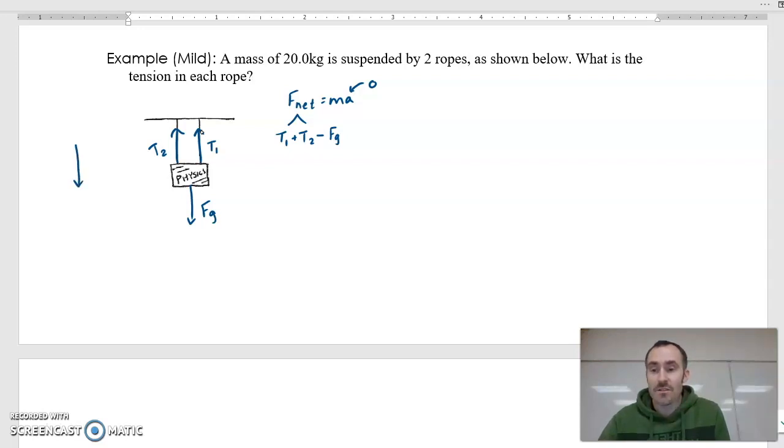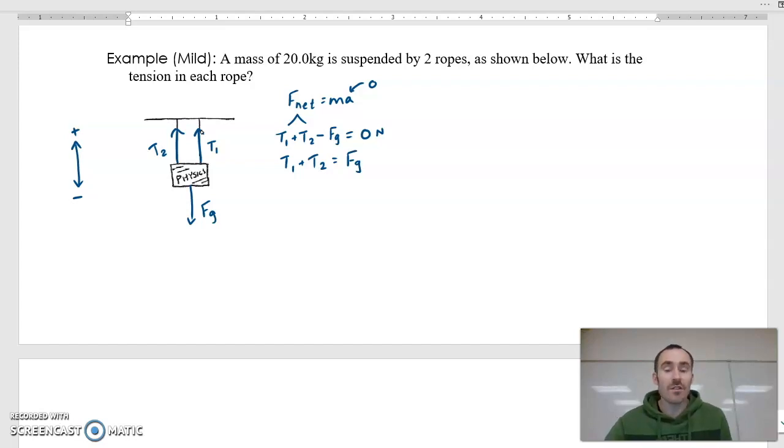Okay, so that's an option that you always have. So I've called up positive and down negative. That's arbitrary. You could flip it the other way if you wanted to. But all of these things together equal 0 newtons, because our mass, 20 kilograms, times 0 meters per second squared, is 0 newtons. And so if I add this force of gravity to the other side, I end up with T1 plus T2, my two upward forces, are equal to the force of gravity, my downward force.